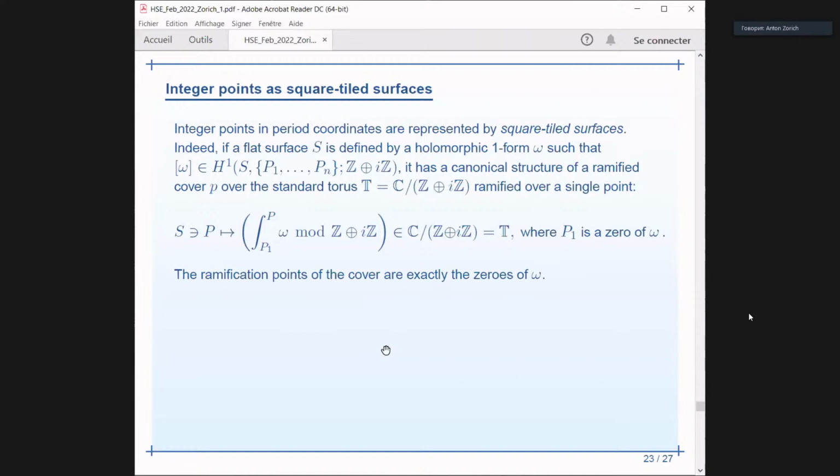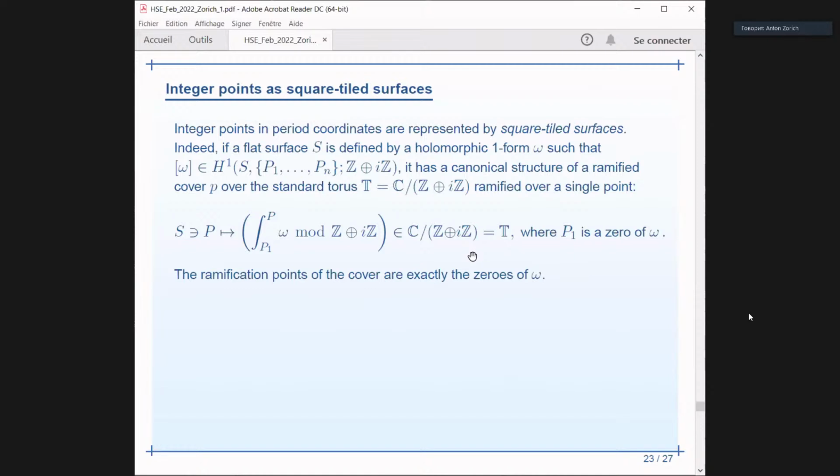I fix one of the zeros, P1, and then I join any point of the surface P by some curve with P1, and I compute the integral of omega, and I compute it modulo Z plus iZ. Of course, there are other curves which can be used to join P1 to this point P, and they would provide a different integral. But the difference between two integrals is the integral of a closed path, and all closed paths give rise to integrals in Z plus iZ. And since I quotient over Z plus iZ, this number modulo Z plus iZ is well defined.